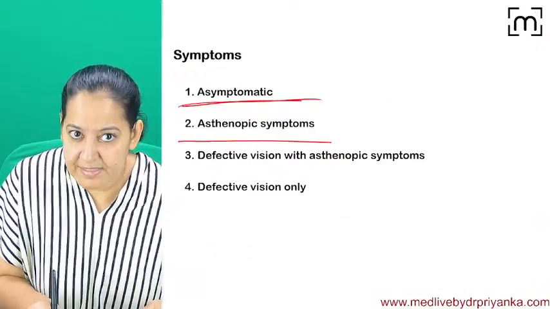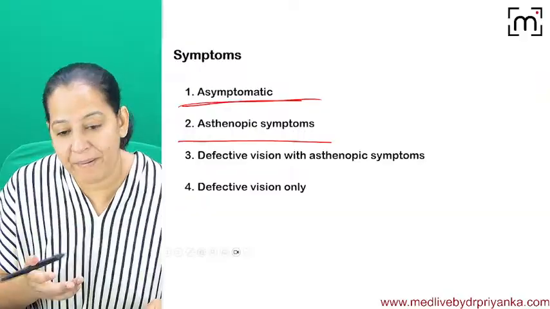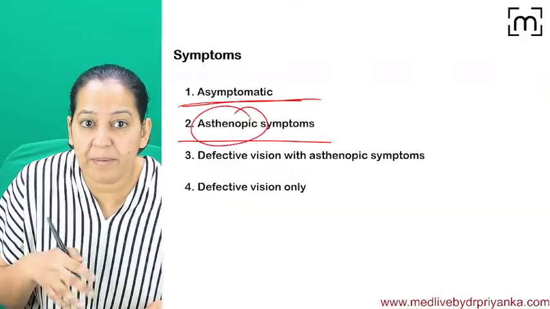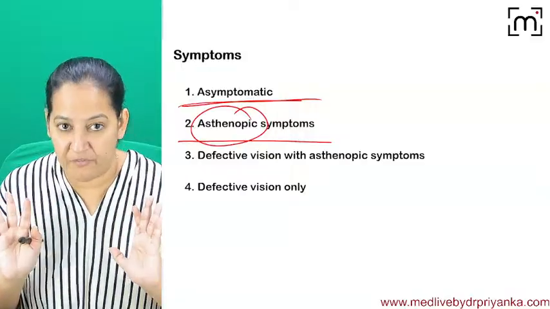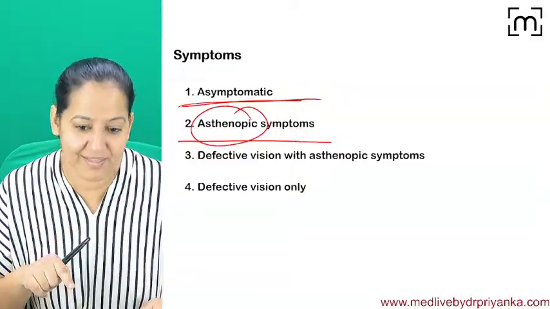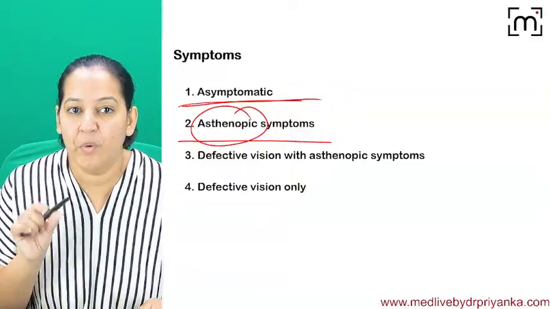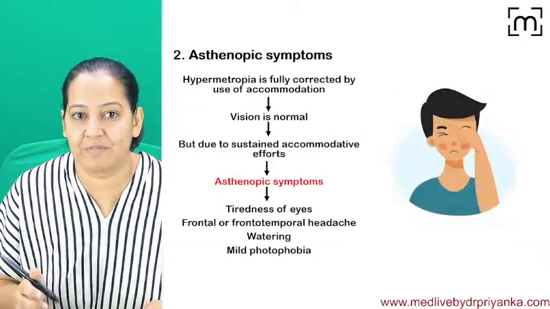Second possibility, there is asthenopic symptom. Now you have to understand the term. What do you mean by the term asthenopic? This term I'm going to use very frequently in the entire syllabus of ophthalmology. So you have to understand. I will explain this term today, but not every time. What do you mean by the term asthenopic symptoms?